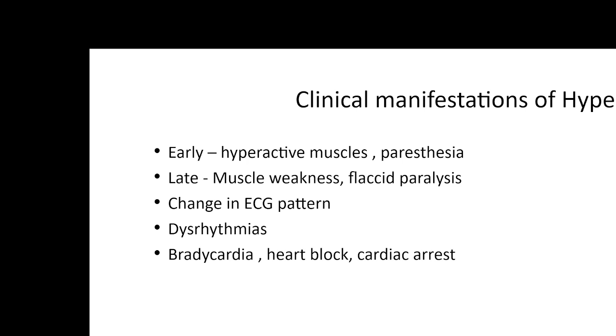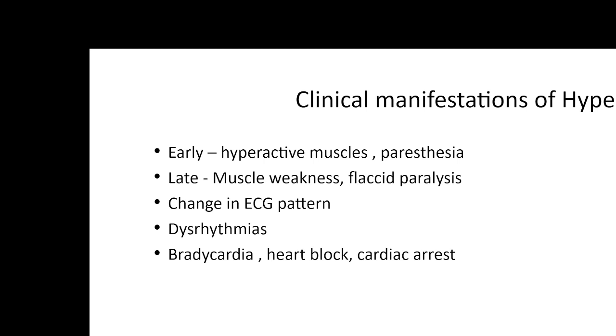And the clinical manifestation would be hyperactive muscles. The muscles would be more active. Patient would have jerks, or at times tremors could also be seen. Altered sensation, paresthesia, can also be seen. Or in the later stages, there could be weakness of the muscles or flaccid paralysis. So initially, in the early stages, there will be hyperactive muscles. The muscle tone would be increased, and there could be spasm of the muscles. But later, it can result in paralysis.